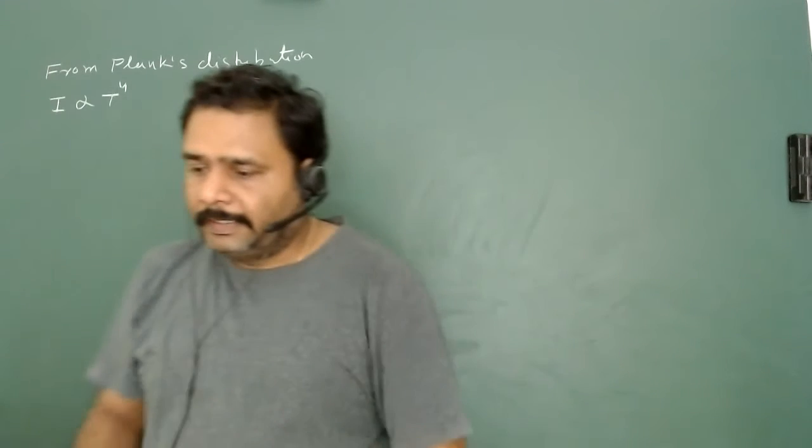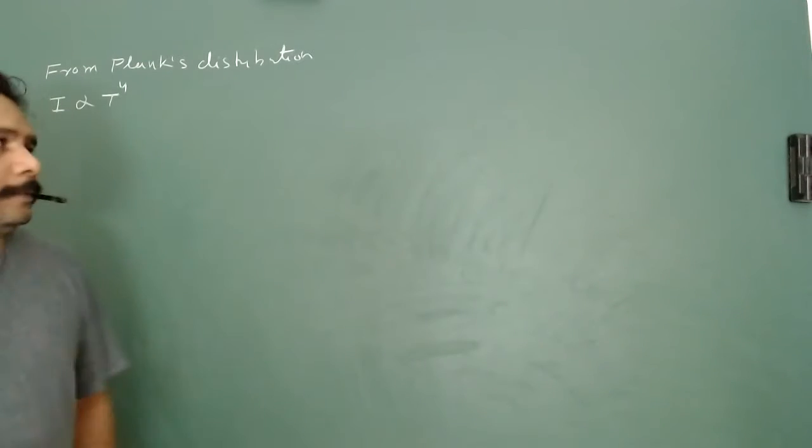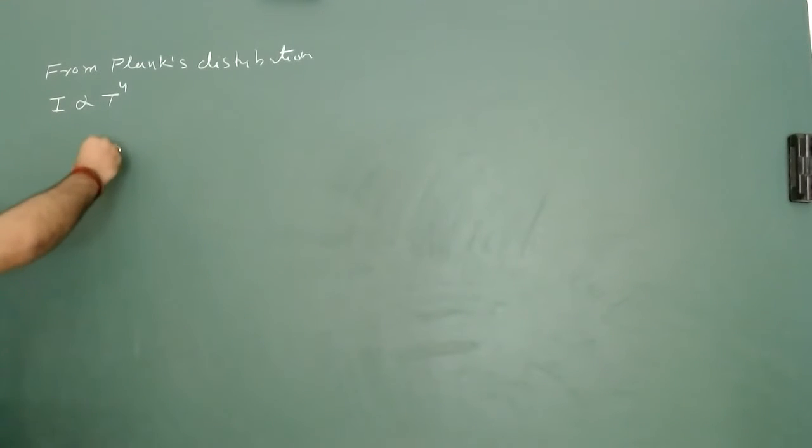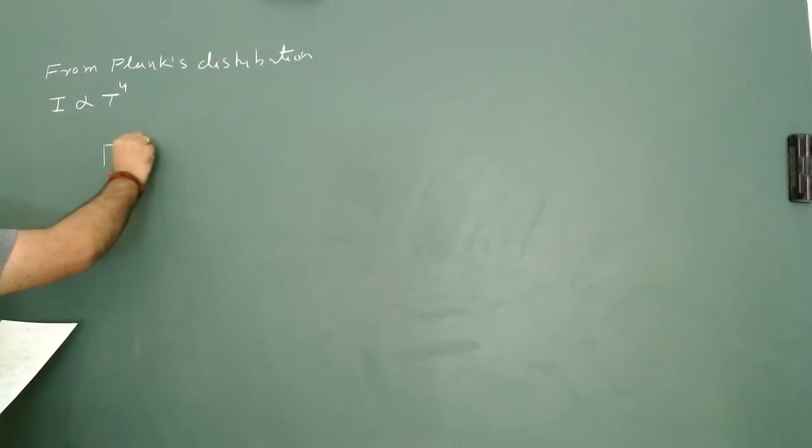So this is the thing we have to prove, that intensity is proportional to T to the power 4. Before going to this proof, let's try to understand some basic things. So suppose we have this kind of situation.